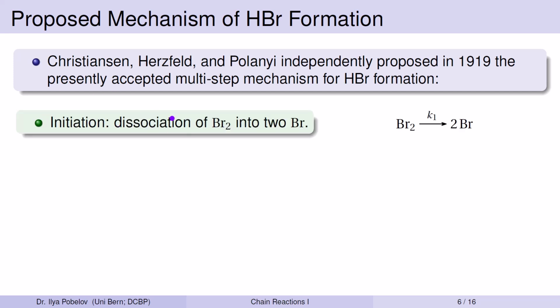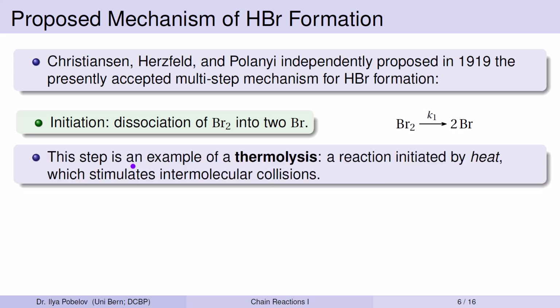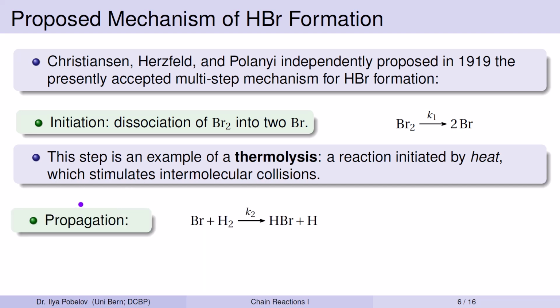Initiation. The reaction begins with the dissociation of a bromine molecule into two bromine atoms. This step introduces radicals into the system and is assigned the rate constant k1. This step is an example of thermolysis, a reaction initiated by heat, which stimulates intermolecular collisions.